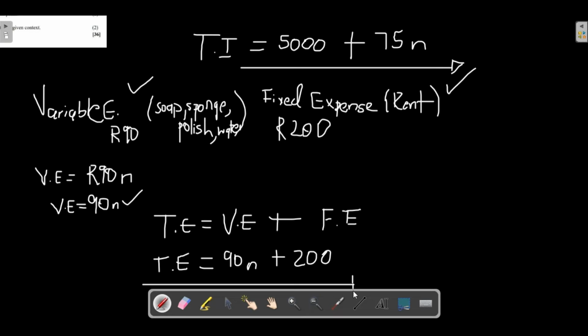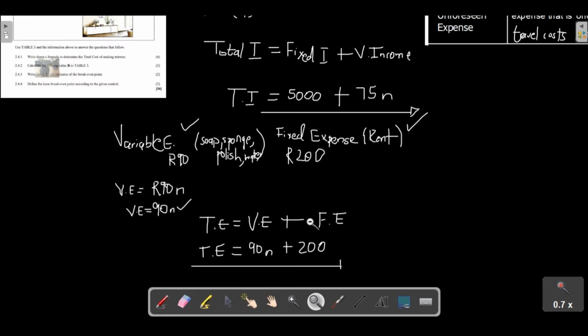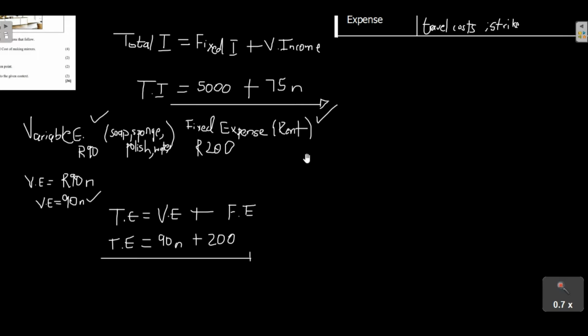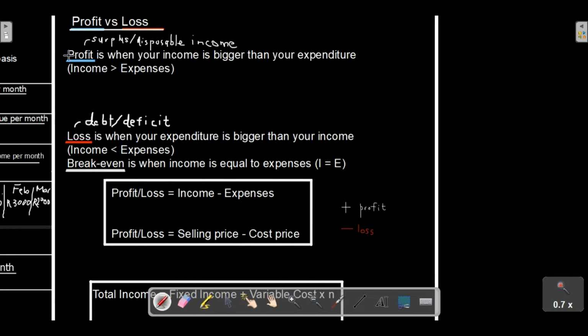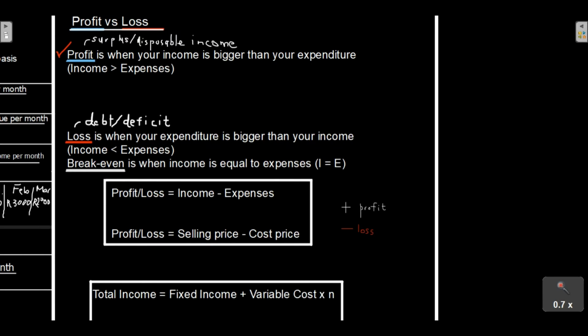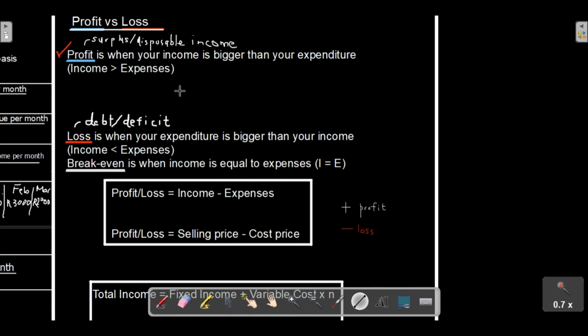So I hope this does make it easy for you. Let's then move on and see other terms. Now we have these two terms, which we call the profit and loss, right? The goal of each and every business is to make profit, guys. And what is this profit? Profit is when the income that you receive is bigger than your expenditure or expenses. So when you have an income that is bigger than your expenses, then you have made a profit.